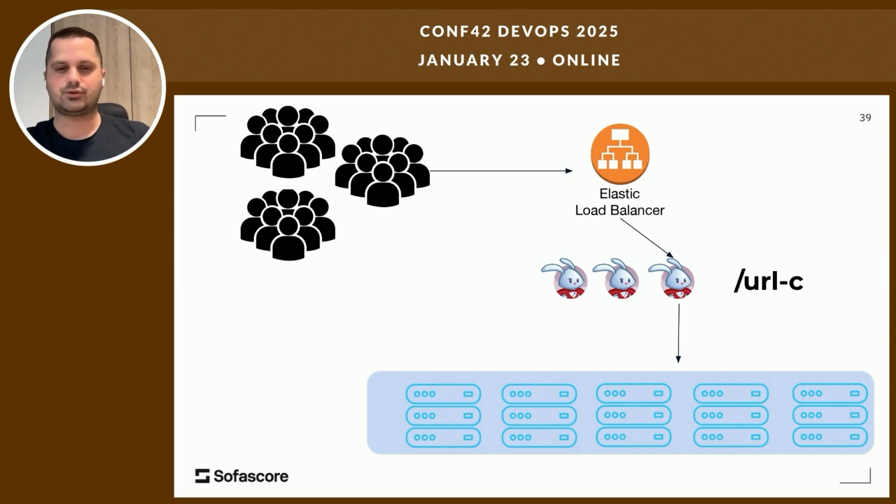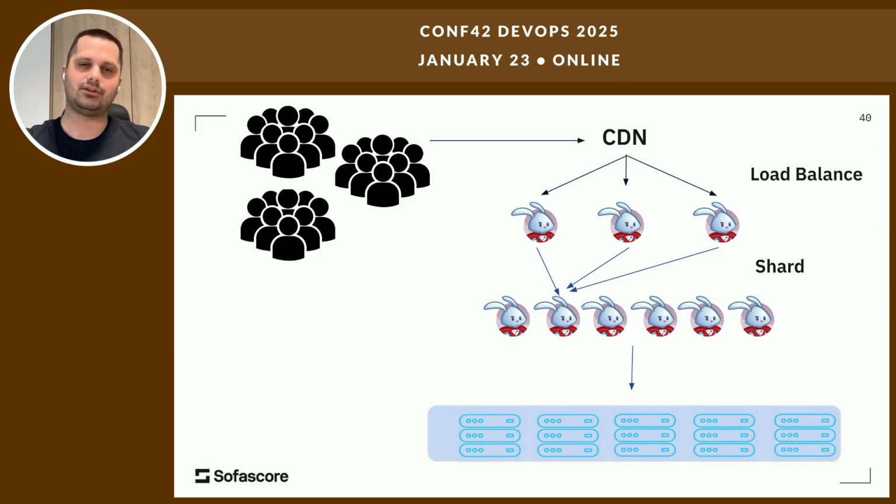And we did it actually on a bit more complicated scale. So instead of having a random load balancer, we have two layers of Varnish. The first layer is to load balance, and it has to have a lot of CPU and a lot of bandwidth. And then we use consistent hashing to hit just one machine in the second layer. And then it goes to the backend.